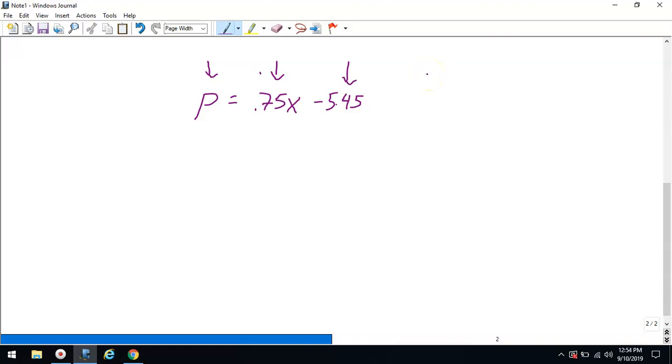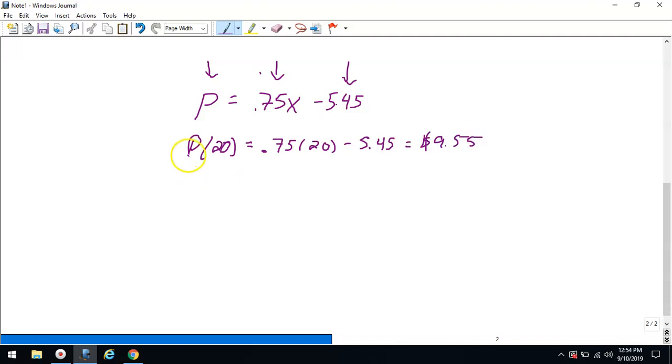P is profit, X is cups of lemonade. So how much profit would you make if you sold 20 cups of lemonade, if you sold 39 cups of lemonade, and if you sold 5 cups of lemonade? So what is your profit if you sold 20 cups? And we'll put it in function format so we can practice that. P of 20 is equal to 0.75 times 20 minus 5.45, and you can just put that into your calculator. And your profit should be $9.55.